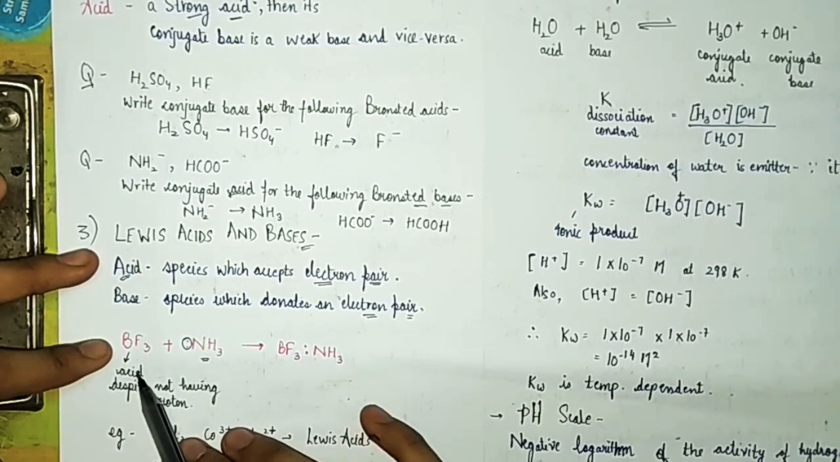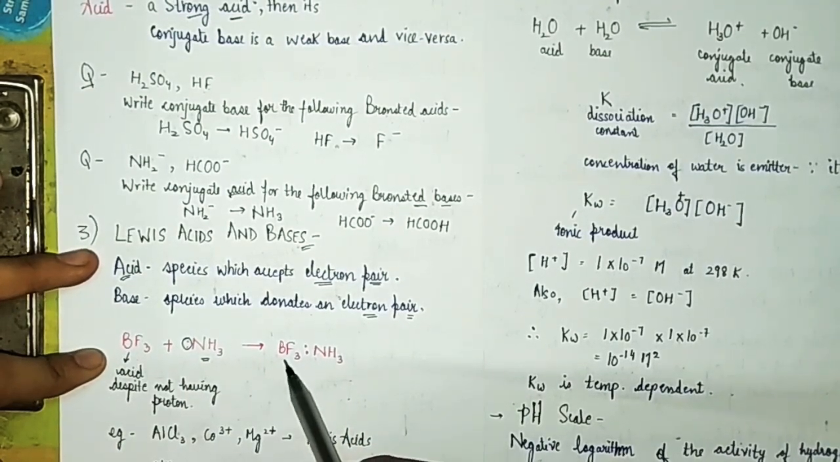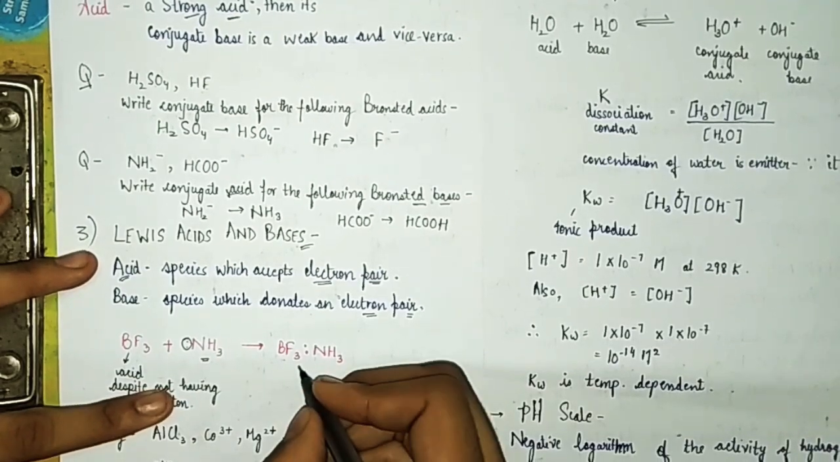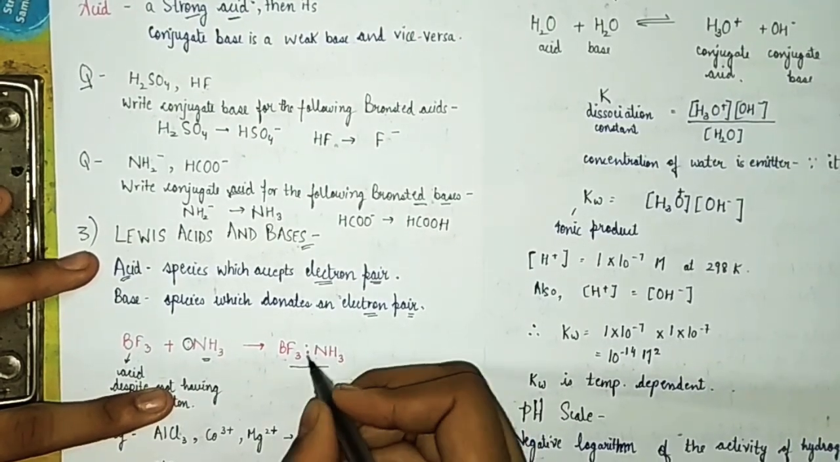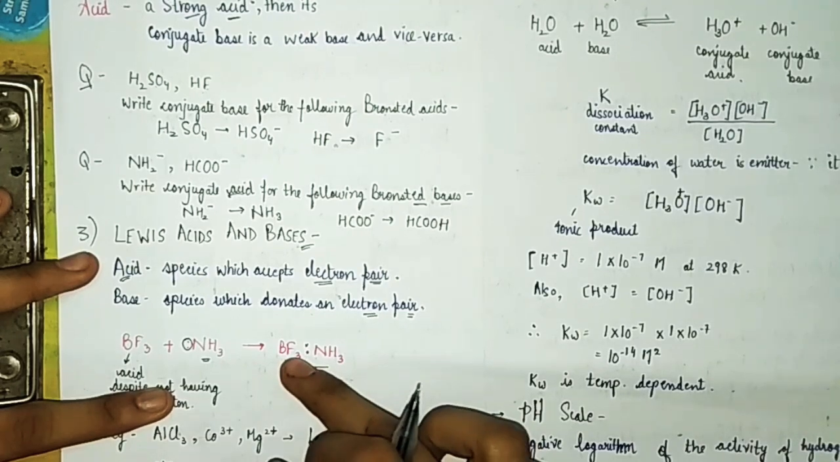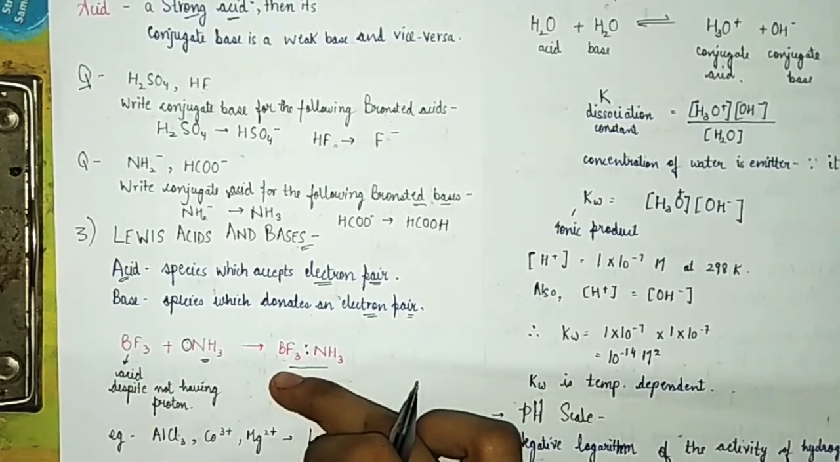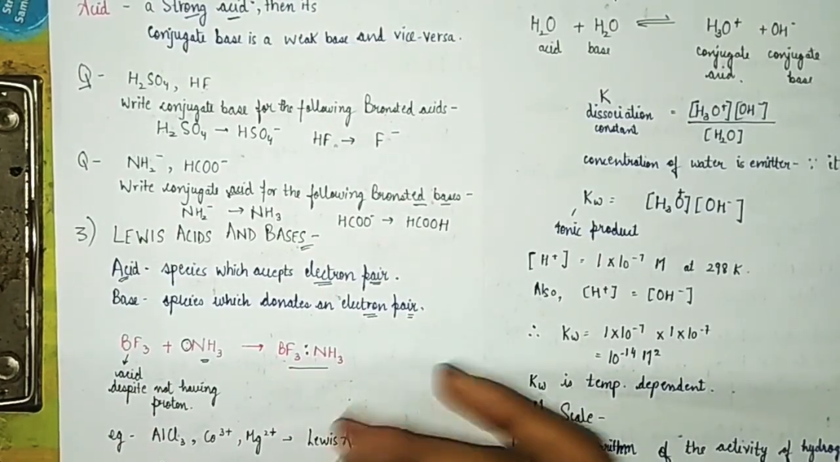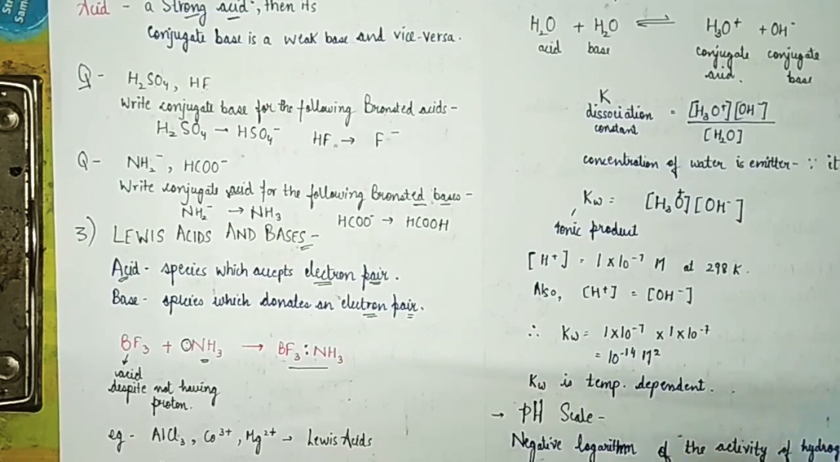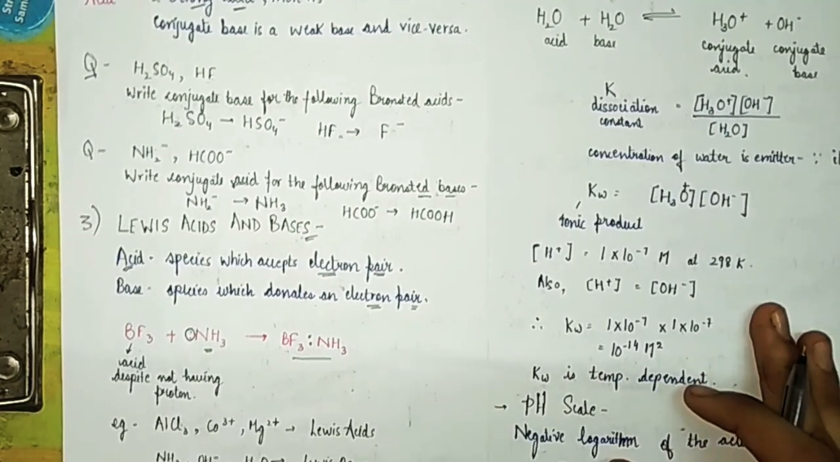Now we studied that an acid will accept an electron pair. So here we can show that BF3 and ammonia, this is the electron pair that has been accepted by BF3. So this is also another way of defining acids and bases. Now what are the different possible types of Lewis acids?